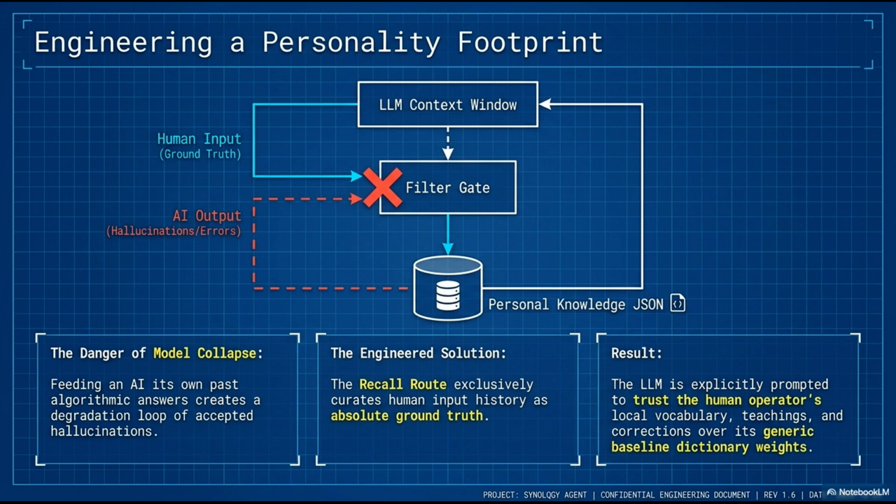Wait, why would he explicitly exclude the AI's past answers from the memory context block? It is a safeguard against a phenomenon known as model collapse, or self-pollution. Human inputs are the absolute ground truth of the system. They contain teachings, formatting preferences, corrections, and explicit instructions. AI outputs, however, are past algorithmic attempts, some of which may contain subtle hallucinations, incorrect formatting, or flawed reasoning. If you feed an AI its own past hallucinations as context for future answers, it will treat those errors as facts, creating a compounding feedback loop of degradation.